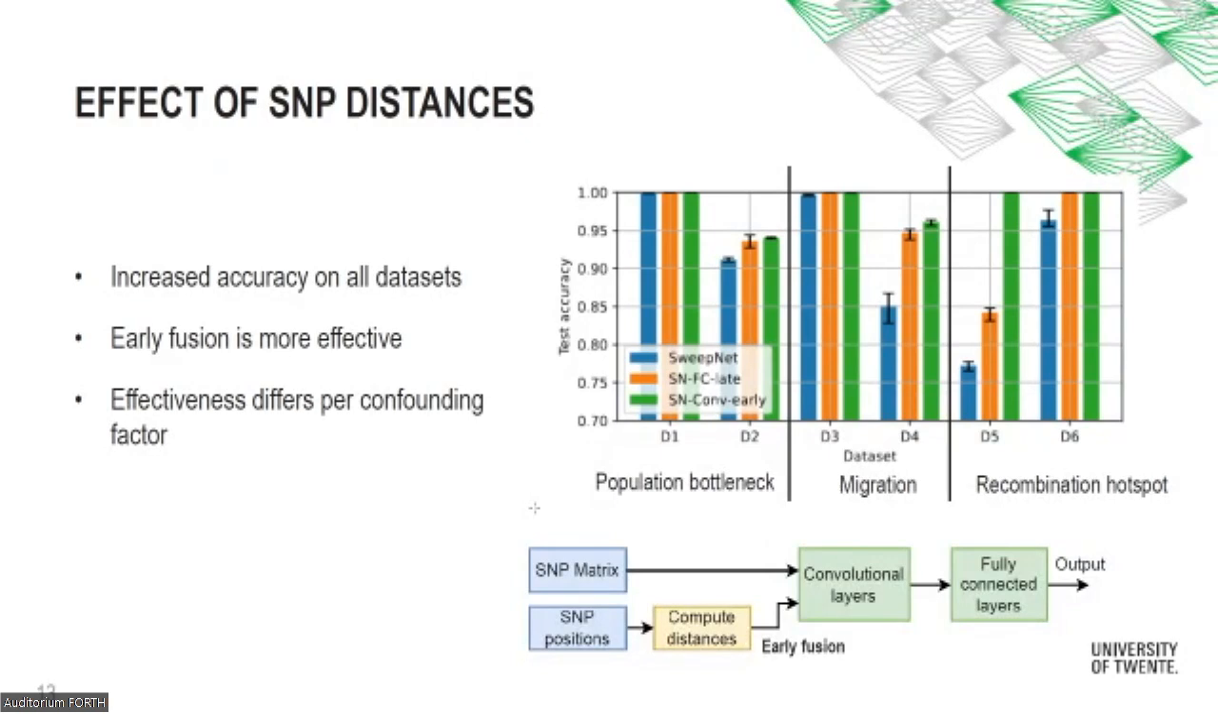So first, just looking at the fusion of the two features that we discussed. By using, in each data set, which includes the 6 data sets that were also covered in the previous presentation, the first two being population bottleneck data sets, the second two containing migration, and the third containing selective sweeps within recombination hotspots, we see that in each case, including the SNP distances improves the classification accuracy, but using early fusion, the accuracy increases significantly more.